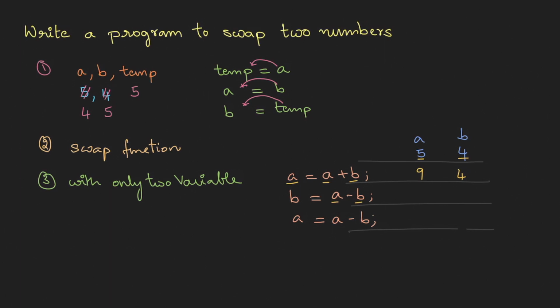So from 9, if you subtract 4, it is 5. 5 is stored in b, so 5 will be over here. A is as it is, so it will be 9. After that, from a we are subtracting b. So from 9, if you subtract 5, it is 4. 4 we are storing in a, and b is as it is. Now check these two. Initially it was 5, 4. Now at the end of this iteration we have 4 and 5. That's a swap. Now let's code this on the machine and compile and see if it works or not.